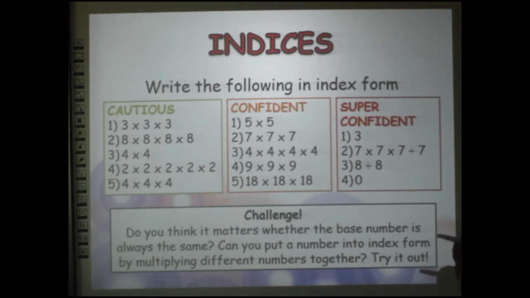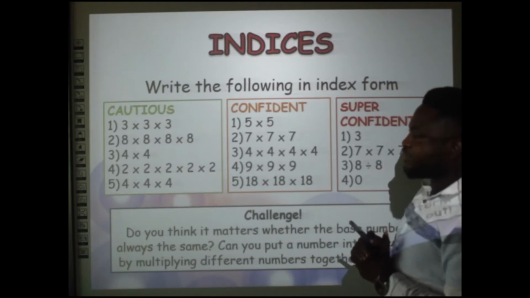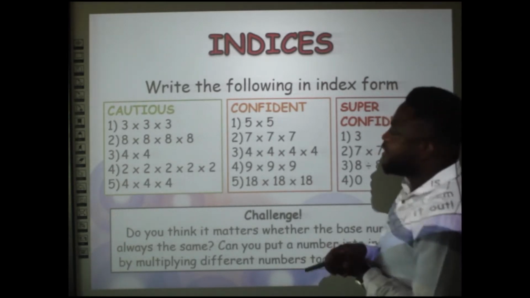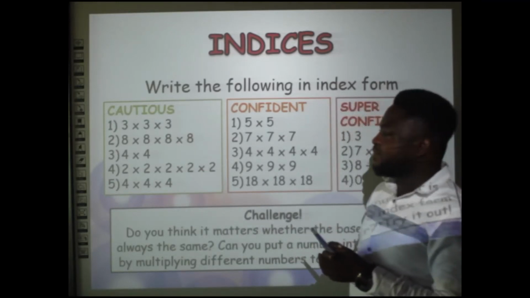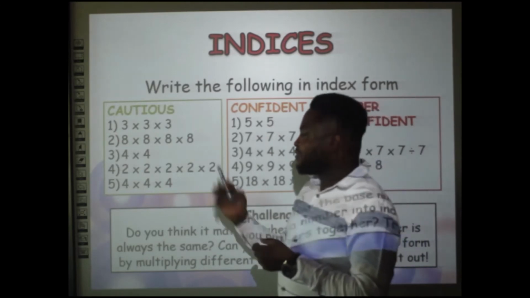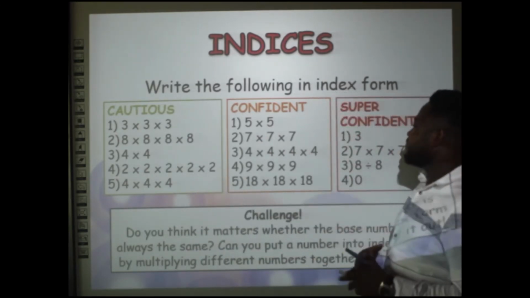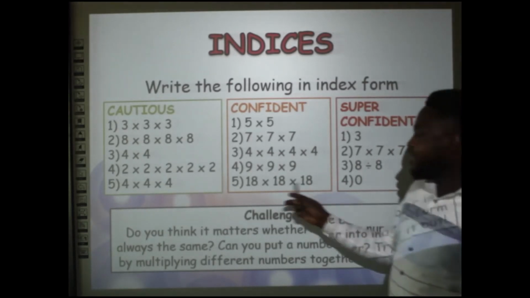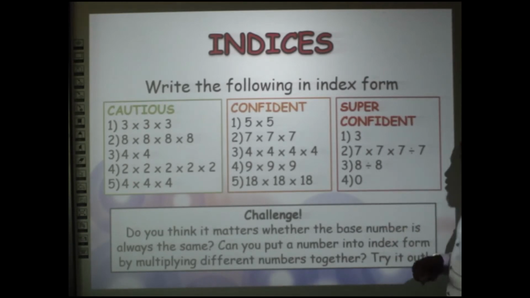Now look at this. Write the following in index form. Try as much as possible to pause the video and attempt this. Okay? 3 times 3 times 3, 8 times 8 times 8 times 8, and so on and so forth. Then you have this again. You observe that they will all have the same base. Okay? Just try it.